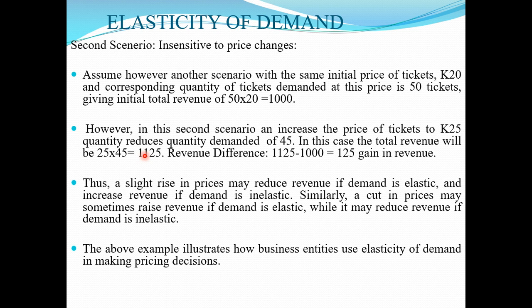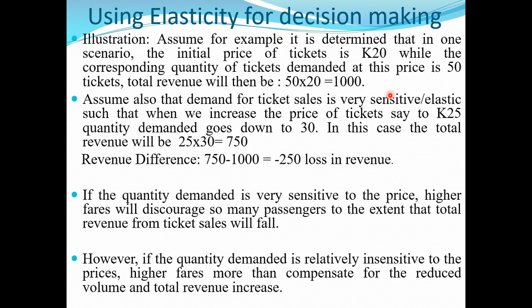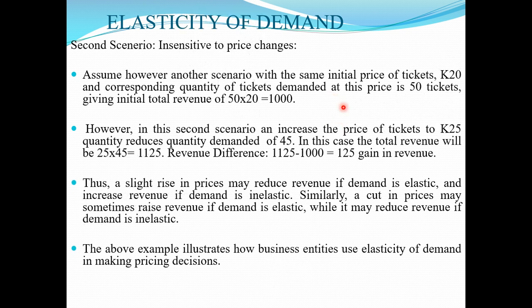But now, you have 125 on top. So you have got 125 more. What's the secret? Why is it that in the first scenario, after increasing the price, you had this loss of 250, but now, after increasing the price, you have actually made the profit, 125 more? What's the secret? The secret is knowing the nature of the market you're dealing with.